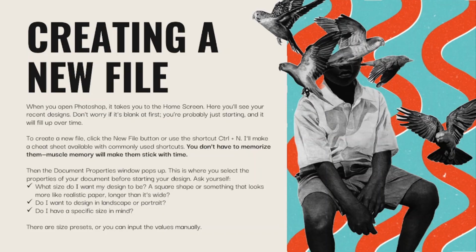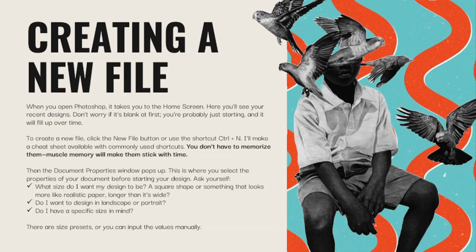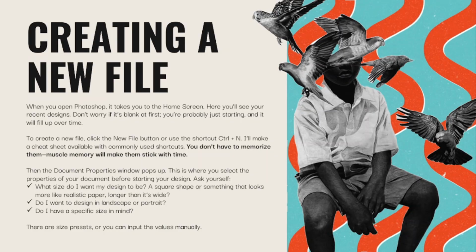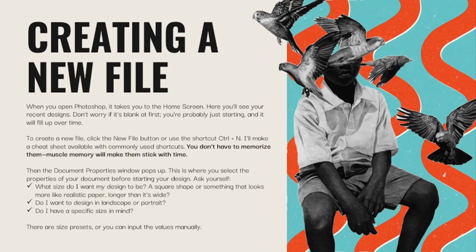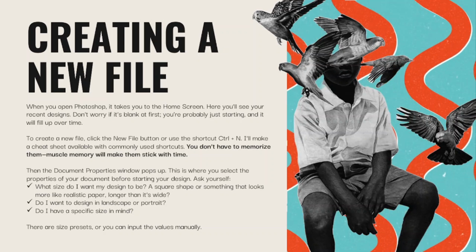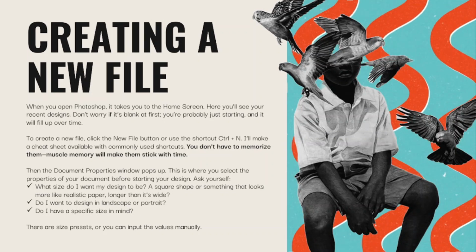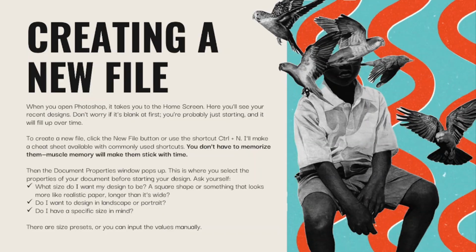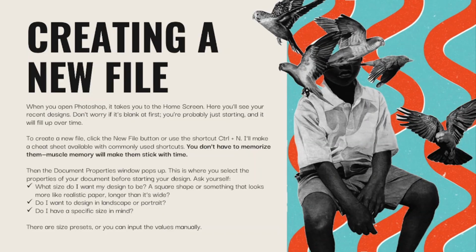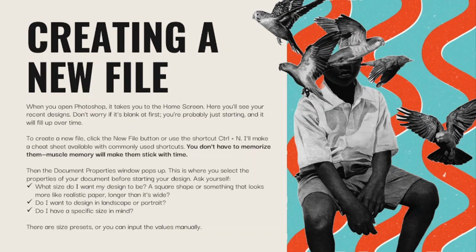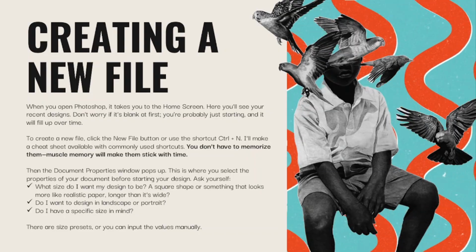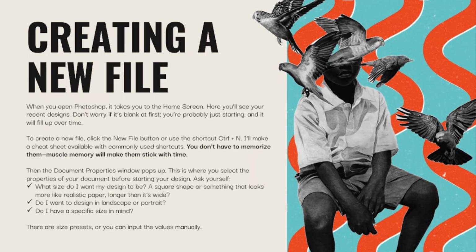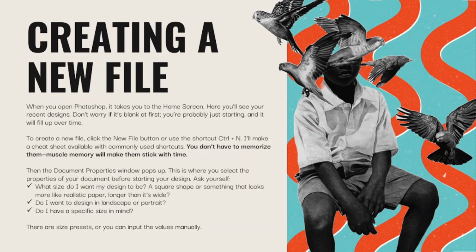So when you want to create a new design, when you've gotten to the document properties window, you ask yourself basic questions like, what size do I want my design to be, or what shape do I want it to take? Do I want it to be a square? Do I want it to be a landscape? Do I want it to be portrait? Do I have a specific size in mind? You know, when you're working for clients, which is definitely the end goal, they might be specific that I want my design to be in square ratio, or I want it to look like a rectangle, right?